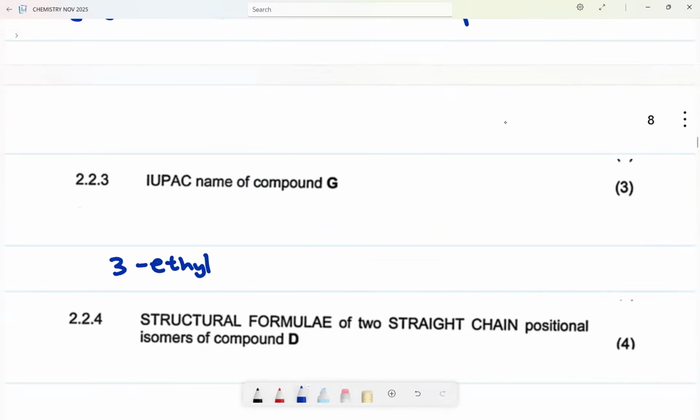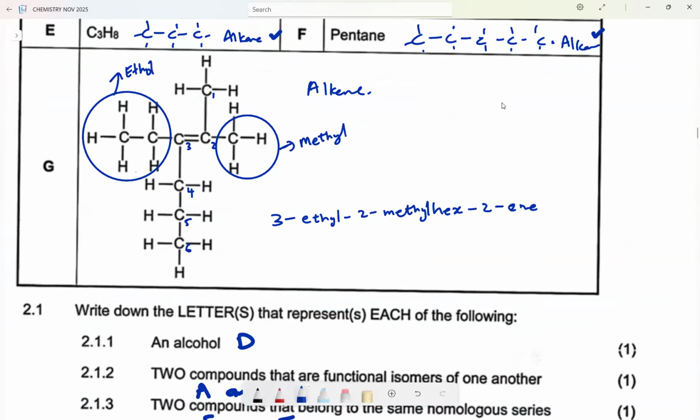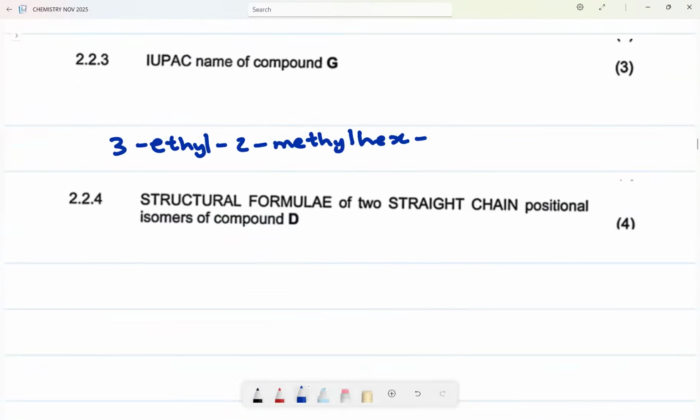3-ethyl, 2-methyl. Can you see between a number and letters, there is a hyphen? 3-ethyl, 2-methyl, hex. You cannot say hexane because this is not an alkane, it is an alkene. So it's going to be hex. And then the position number of the alkene, it is number 2. Hex, just hex, and then 2-ene.